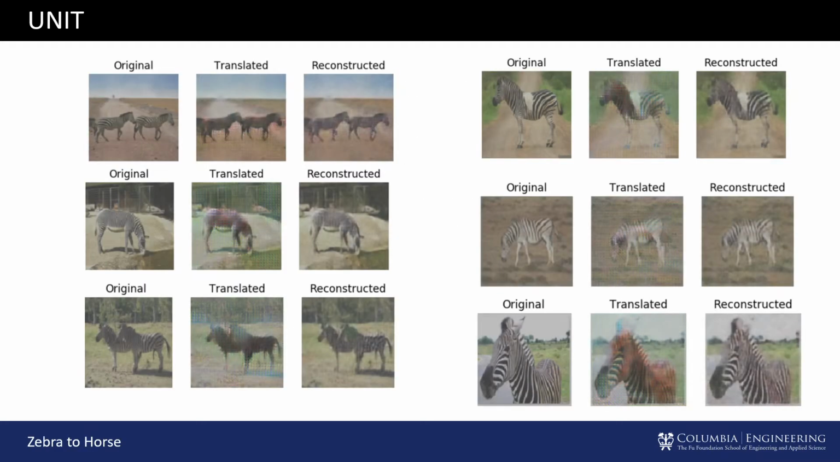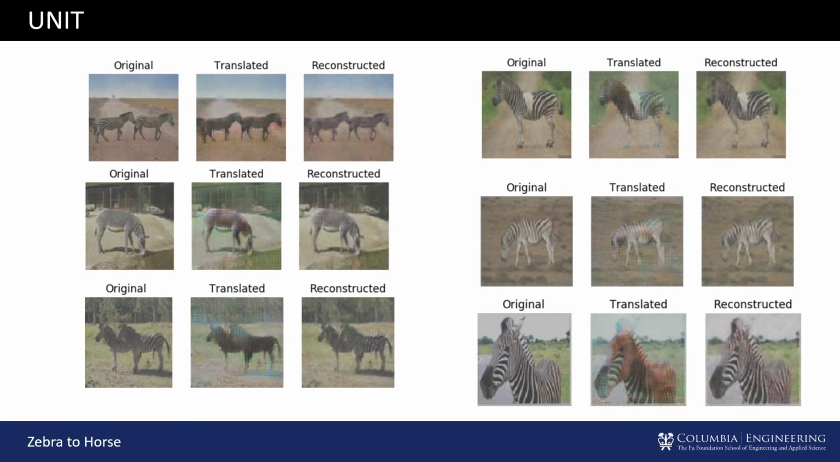In order to speed up the training of our networks, we actually changed the size of our images from 256 by 256 by 3 to 128 by 128 by 3. And here are some examples on the left of more successfully translated results.